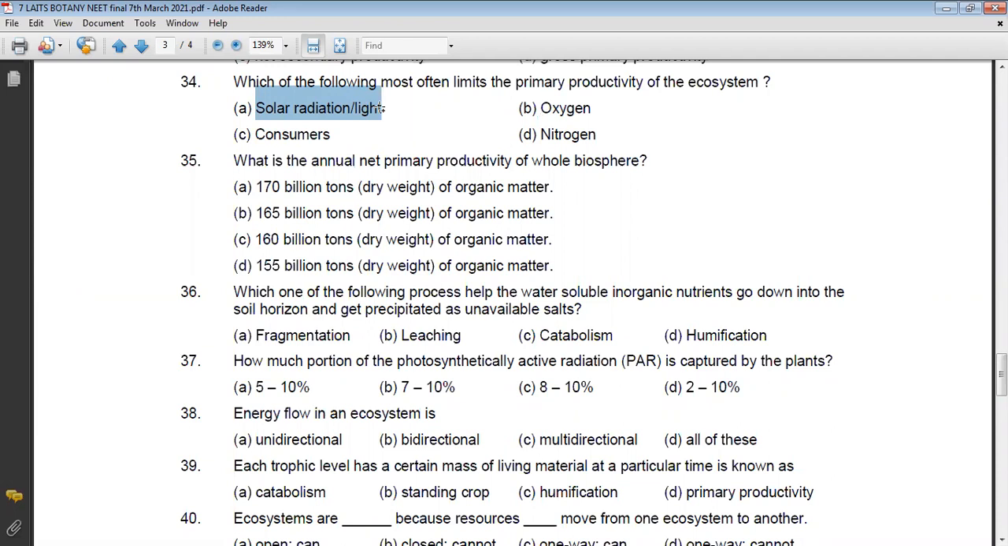Question number 35. What is the annual net primary productivity of the whole biosphere? That is clearly written in NCERT. It is 170 billion tons. Okay, 170 billion tons of organic matter.